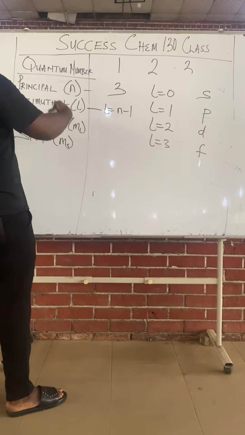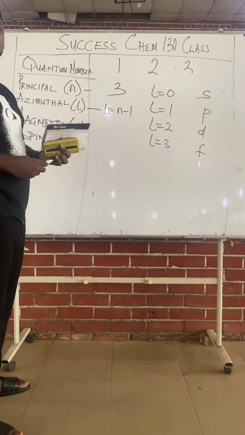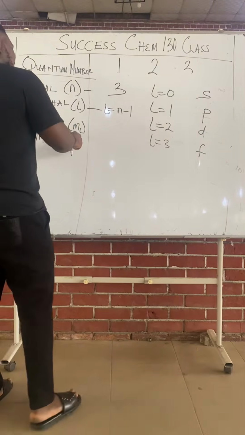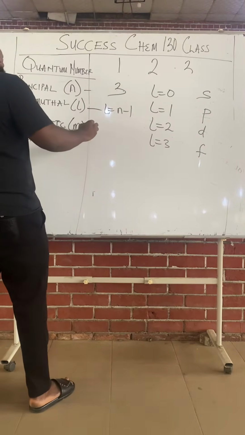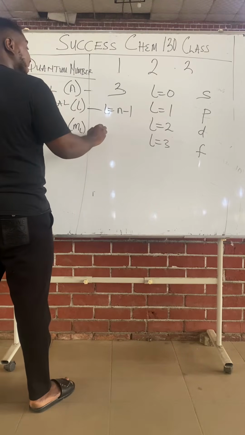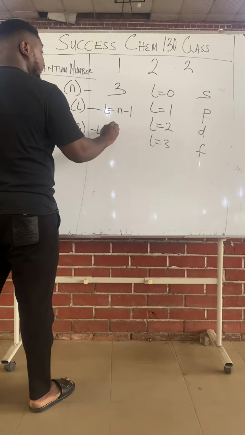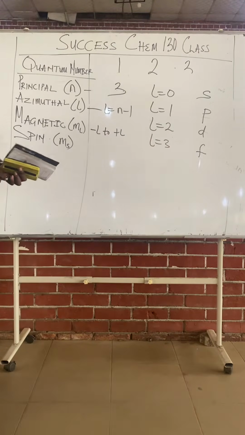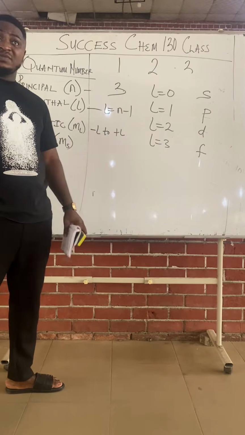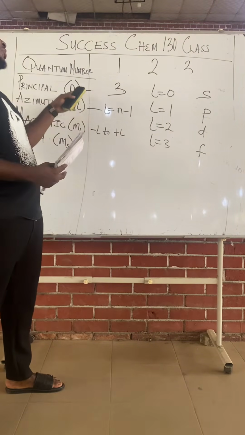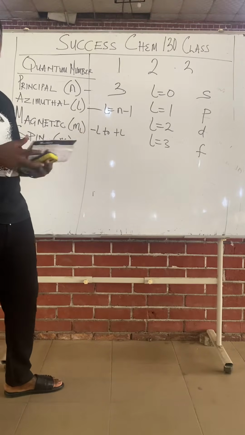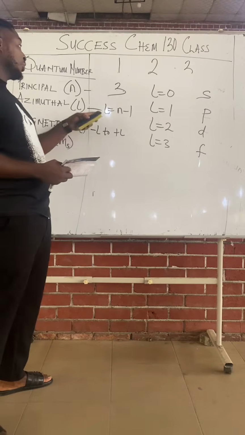Do you know that the magnetic also depends on the azimuthal? Class, the possible values of your magnetic quantum number are all numbers ranging from negative azimuthal to positive azimuthal quantum number. Class, you cannot get your magnetic quantum number if you don't know your azimuthal quantum number. And you cannot get your azimuthal quantum number if you don't know your principal quantum number. You see how each depends on the other.